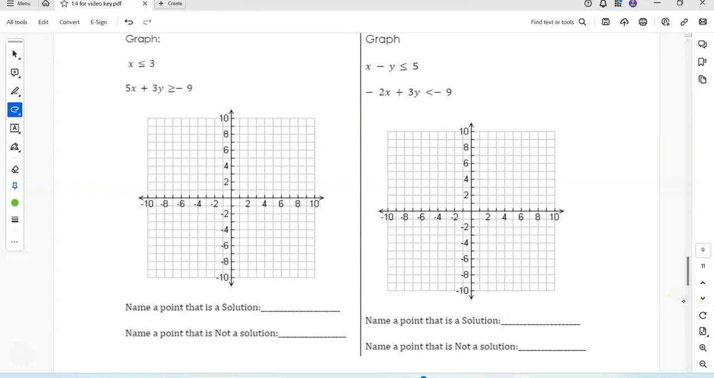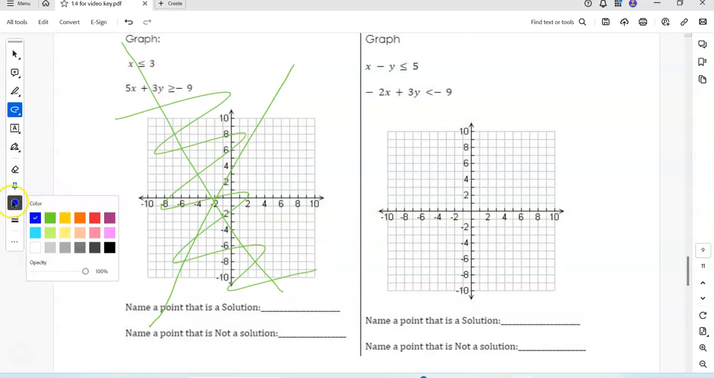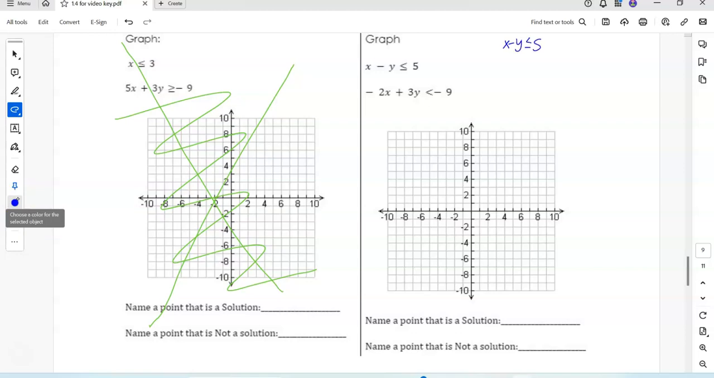These ones are going to ask you to graph a system. I'm going to skip this example here, just completely cross it out. We're not going to deal with that. But let's look at this one here. So x minus y is less than or equal to 5.